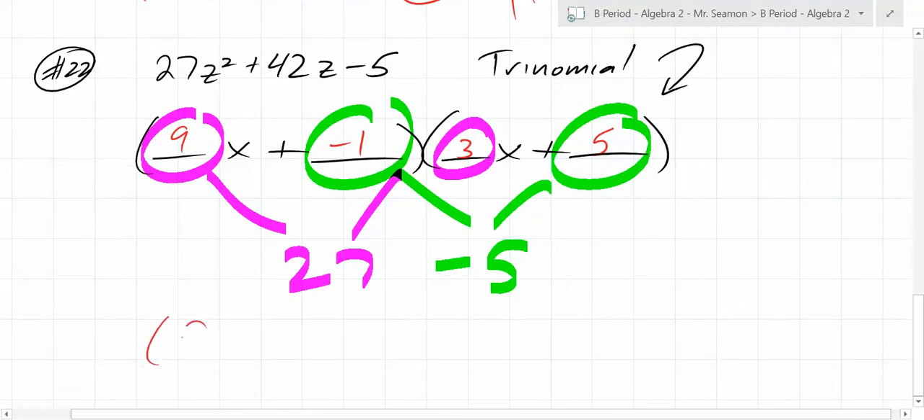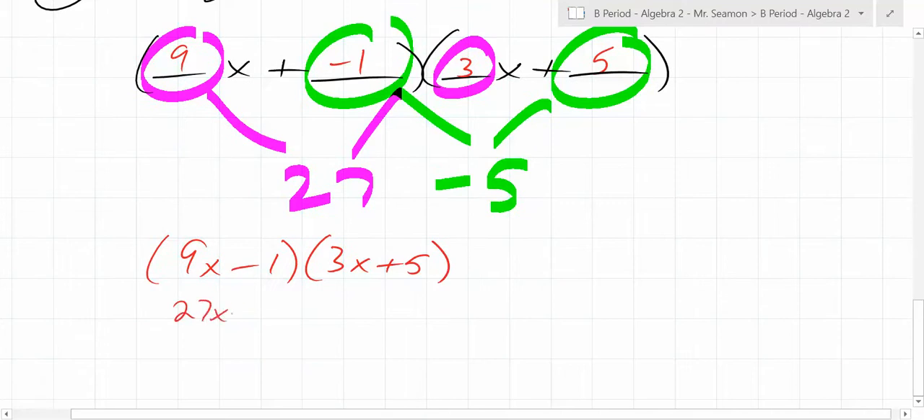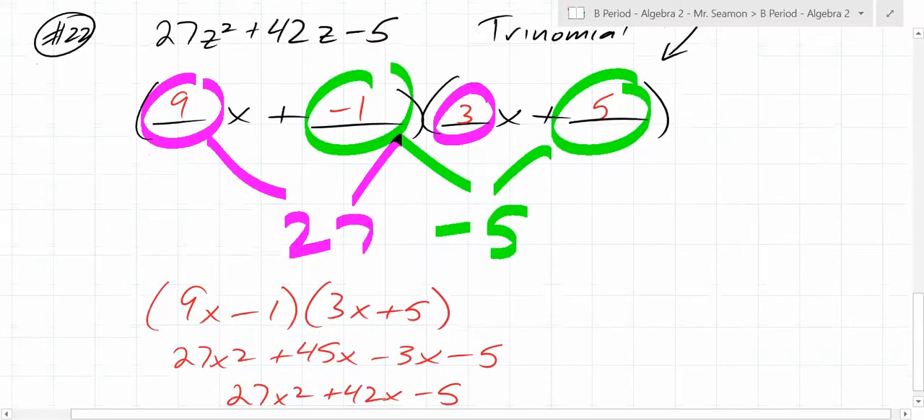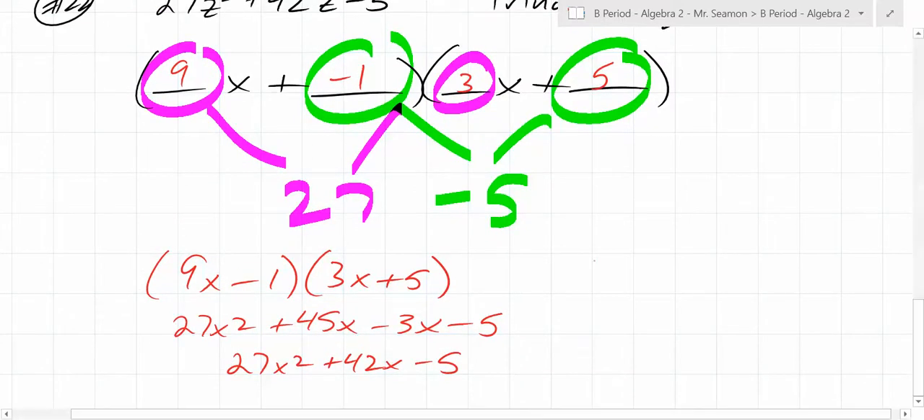So what are we testing? 9x minus 1 times 3x plus what? 5. What do we get? 27x squared plus 45x minus 3x minus 5. Do we end up with what we wanted? We do.